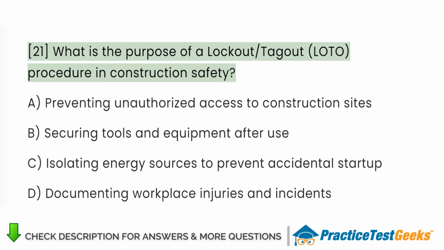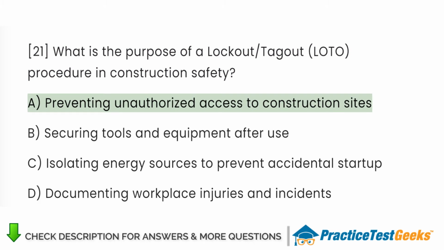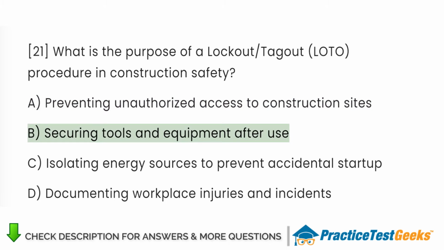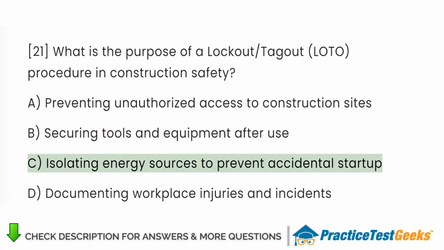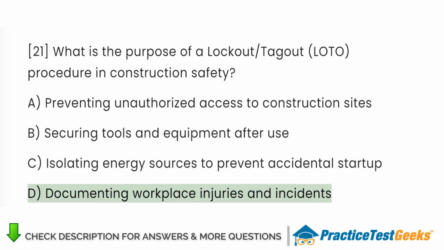What is the purpose of a lockout-tagout, LOTO, procedure in construction safety? A. Preventing unauthorized access to construction sites. B. Securing tools and equipment after use. C. Isolating energy sources to prevent accidental startup. D. Documenting workplace injuries and incidents.